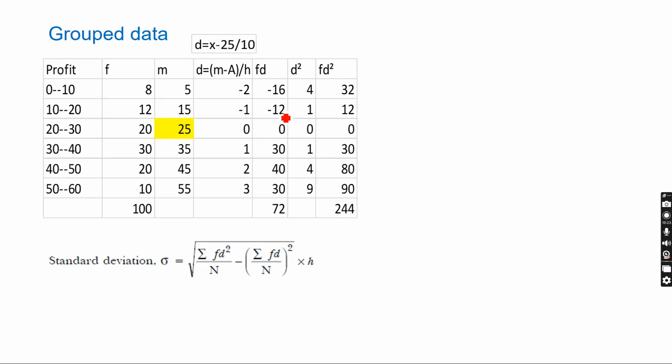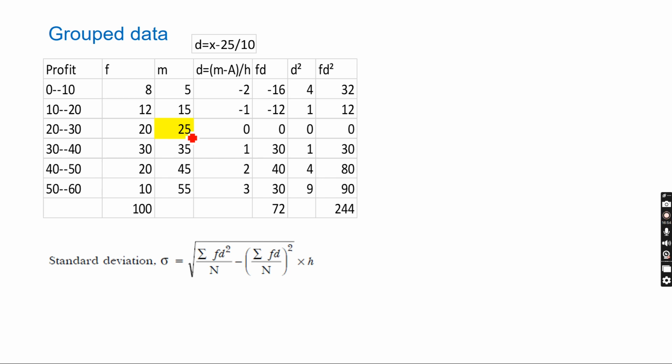If you notice, I will recap here. To calculate the deviations, first I take the mid value of the class interval. Between 10 to 20, the mid value is 15. Between 20 to 30, the mid value is 25. So step 1, find the mid values. Step 2 is find the deviations. The formula for deviation is m1 minus assumed mean divided by h. I have assumed the mean to be 25. You can take the assumed mean to be 35, 15.